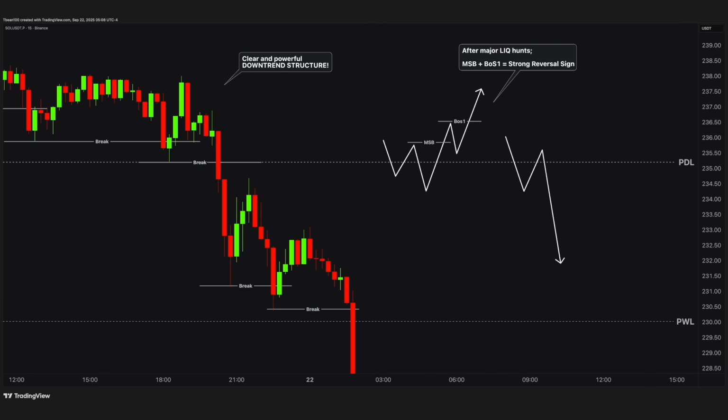On the other hand, if the market keeps dropping, creating large bearish imbalances, and breaking the structure to the downside again and again, then that's a clear sign the downtrend is continuing. Another thing to watch is the PWL, the previous week's low. You will notice the price often gets pulled toward this level almost like a magnet, dragging it lower and lower.